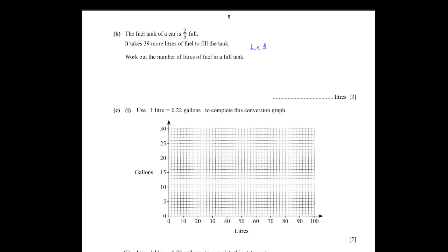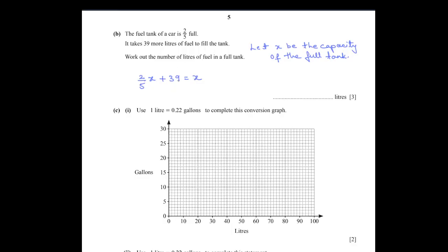Let x be the capacity of the full tank. So 2/5 of x, that is 2/5 times x, plus 39 is equal to x.